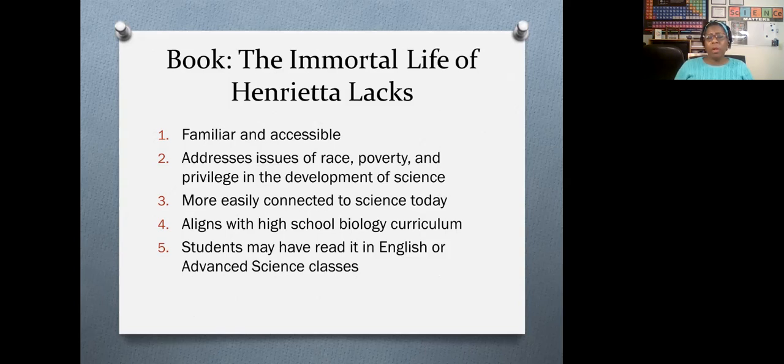So we focused on this book because it is familiar and it's accessible in many ways. It's available at the library. We have copies of the book at our university. The book is available also in audio form, so it's accessible in a variety of ways. This book also addresses issues of race, poverty, and privilege in the development of science and in scientific research.